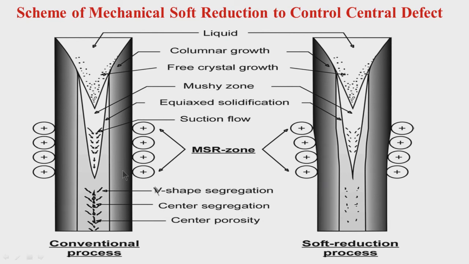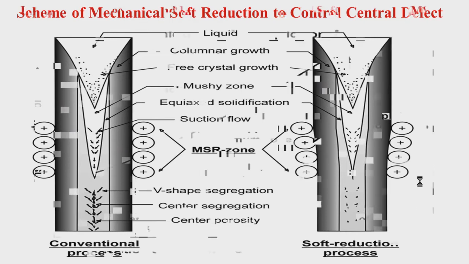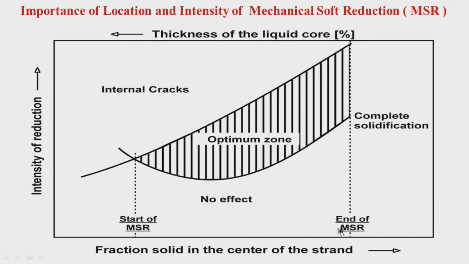I have talked about the scheme for mechanical soft reduction to control defect at the center line. I have mentioned two important issues here: where you put the pressure and how much pressure you put. Where you put the pressure is near the solidification completion zone. If you put less pressure it will have no effect. If you put more pressure there might be formation of internal cracks. So the intensity of reduction, the intensity of pressure, has to be somewhat optimum. This is again an important issue.